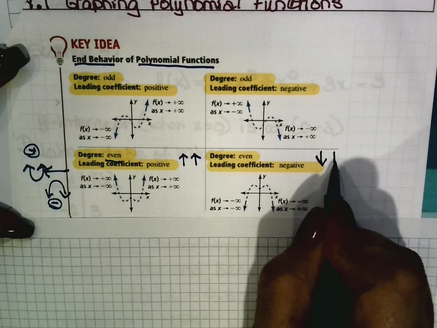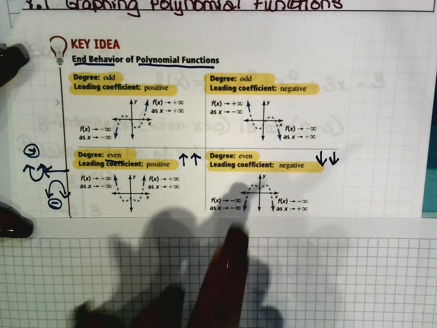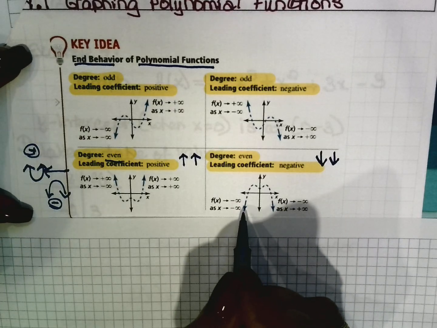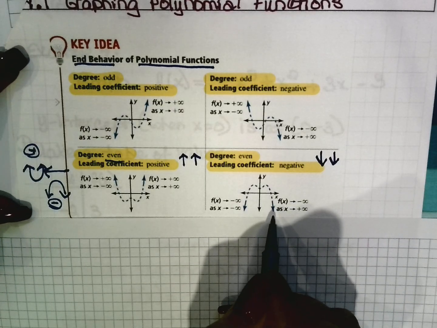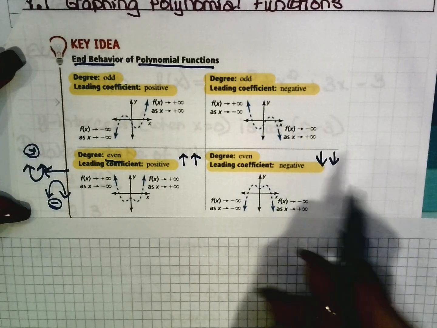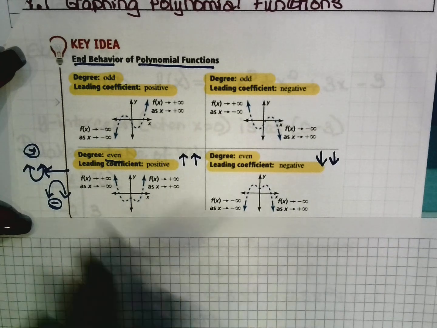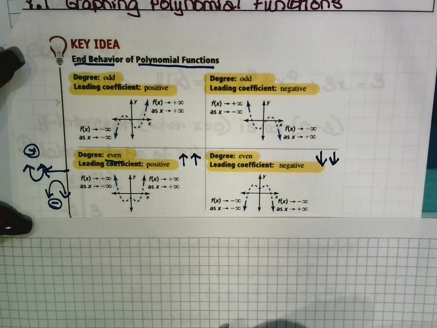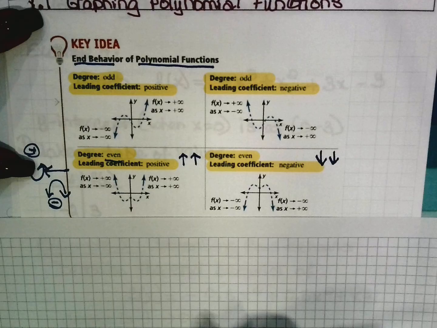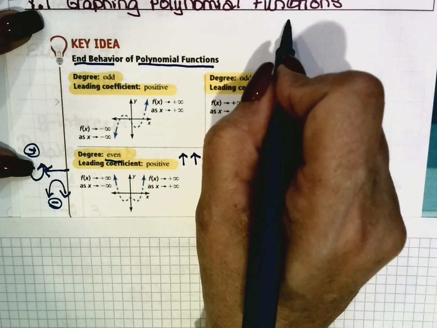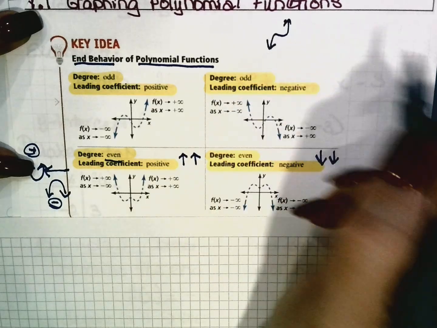Again, doesn't matter what's going on in the middle. I don't care. But I know that at the very extremes, when x is getting very, very small or when x is getting very, very large, my function is going to go to negative infinity. So this one's pretty easy to memorize because you can just go back and reference your favorite even polynomial, the quadratic function. Now, for odds, you can use a cubic function, which looks like that.